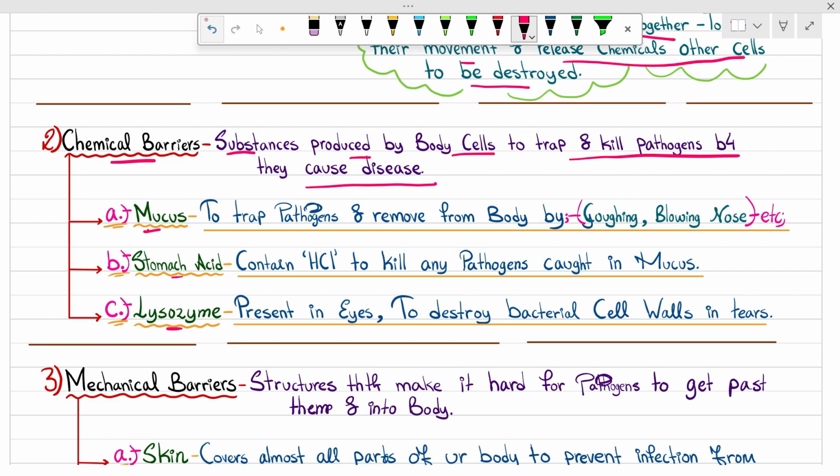Mucus is to trap pathogens and remove them from the body by coughing or blowing the nose. Usually when you're coughing or you're blowing your nose, you feel some sort of mucus. This is a sort of chemical barrier which kills the pathogen before it causes a disease. The second one is stomach acid. Our stomach contains hydrochloric acid, HCl, to kill any pathogens caught in the mucus because it provides an acidic low pH. Lysosome is the third one. Lysosome is present in tears in the eyes to destroy bacterial cell walls.